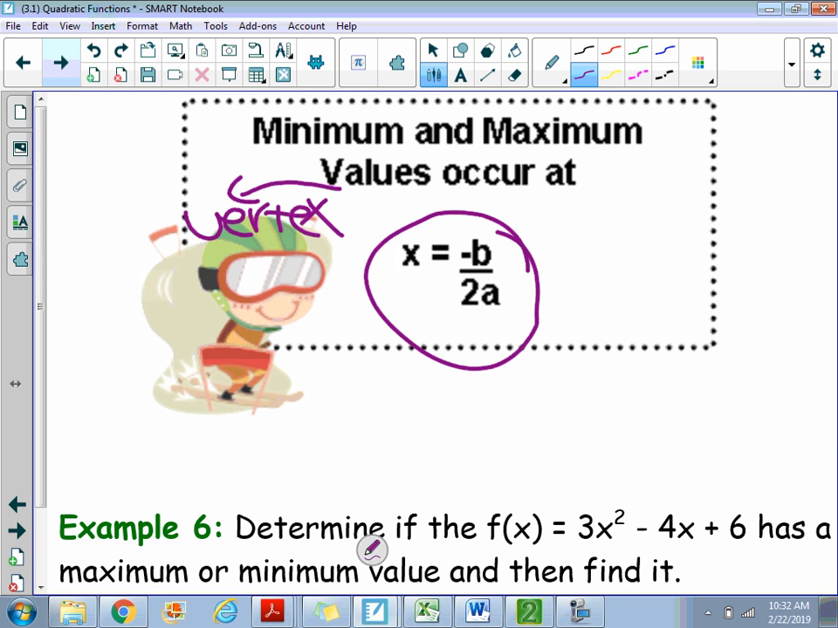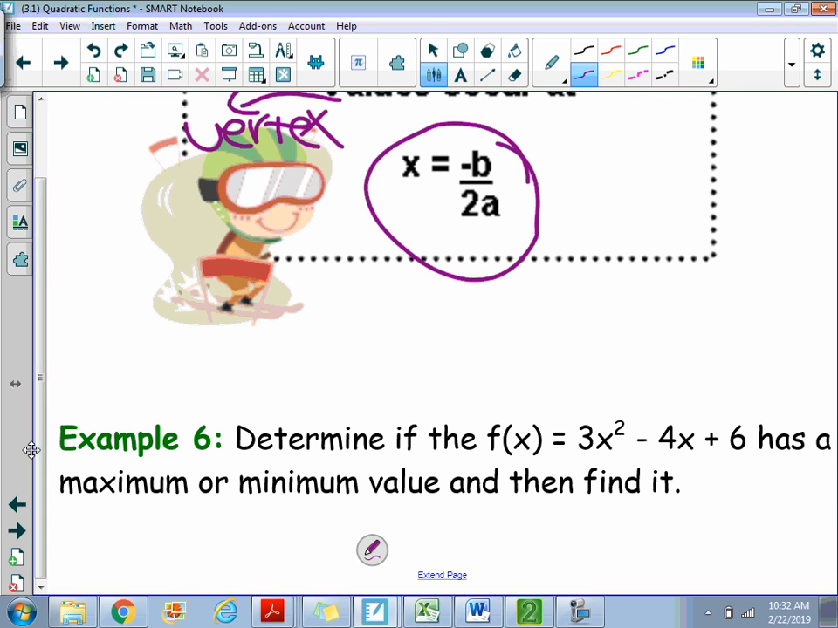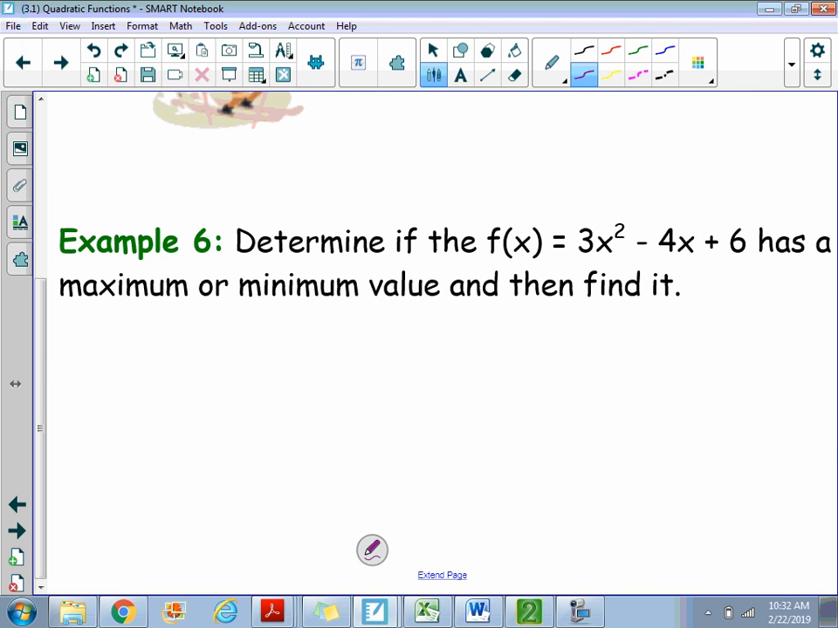All right, so determine if f of x is equal to 3x squared minus 4x plus 6 has a max or min, and then find it. So, well, hold on. Is it a max value or a min value? Min. Again, it's determined upon the a value. The a value is positive, so it is a minimum. Okay. And we're going to find it.